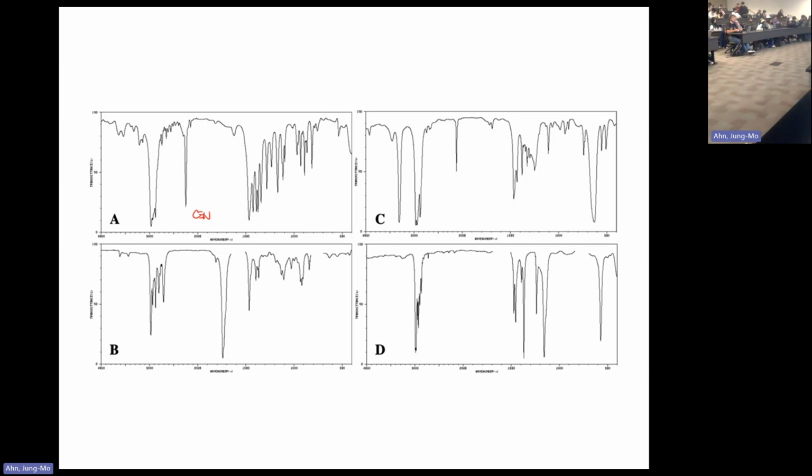And then spectrum B, this is a carbonyl right here. But one thing that really gives it away as an aldehyde is these two bands at 2700, which are really characteristic of an aldehyde. So if you can pick them out, along with the carbonyl frequency, that is definitely the aldehyde. And then C is the one with the triple bond with a hydrogen at the end.